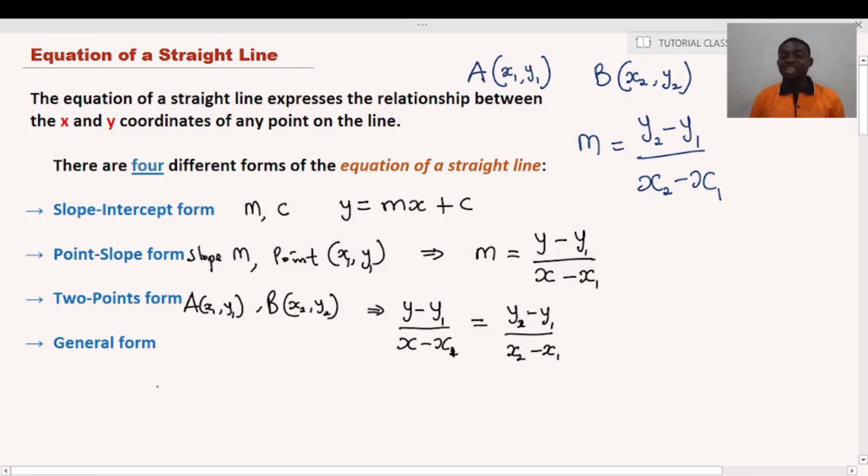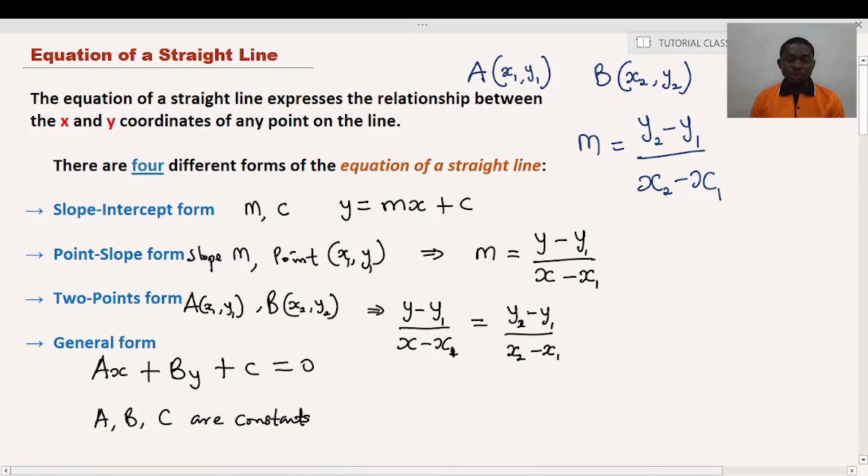And lastly, the general form of the equation of a line comes in the form ax plus by plus c equals 0, where a, b, and c are constants. That is, they can take any value. So let's take note of it.